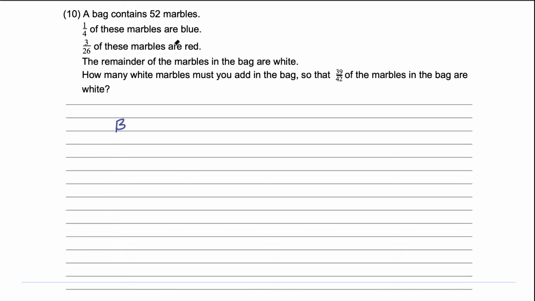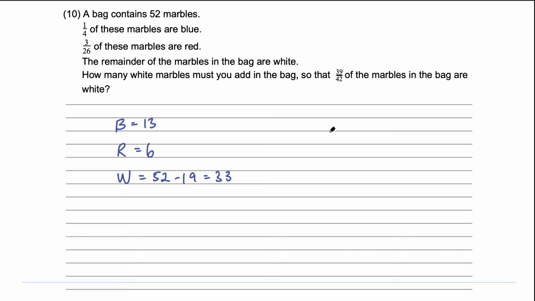So we'd have a quarter of 52, that's 13. Then we have 3 out of 26 are red. Well, 26 is half of 52, so we'd do 52 divided by 26 is 2, times 3 would be 6. And then the remainder are white. So this adds up to 19. 52 take 19. Well, let's just write down what we're working out. Then we'd get 33.